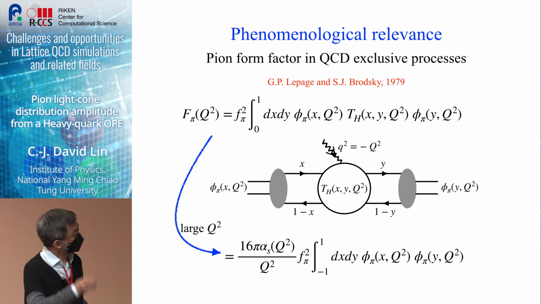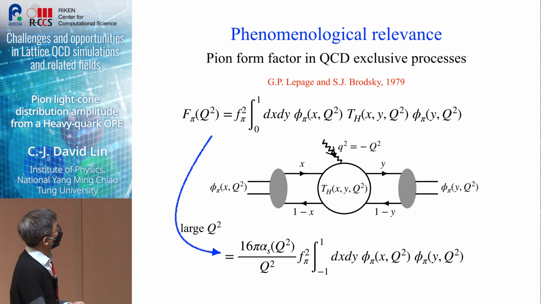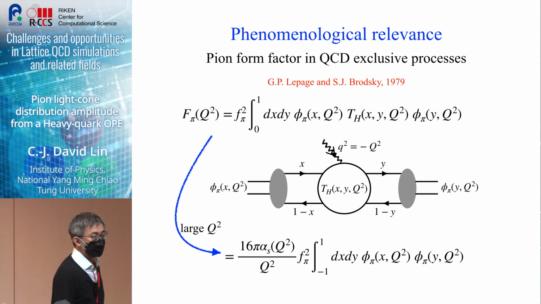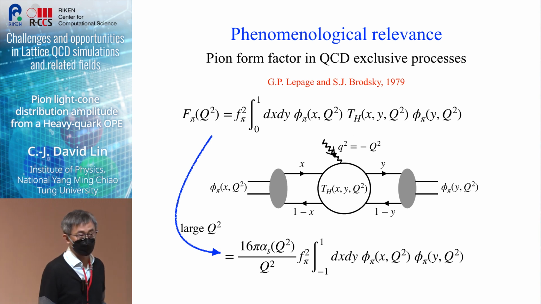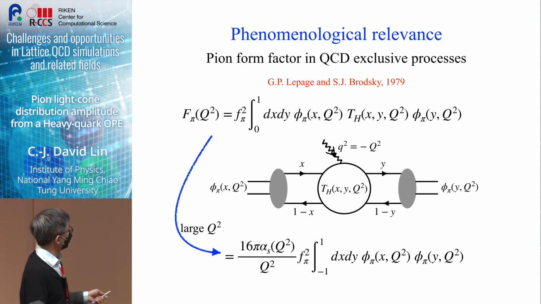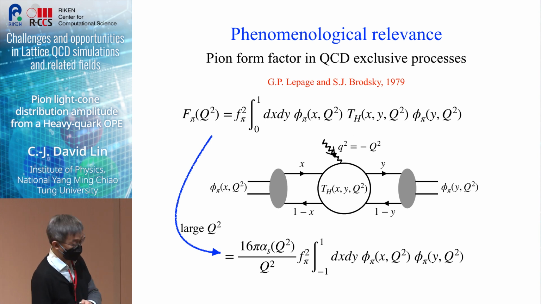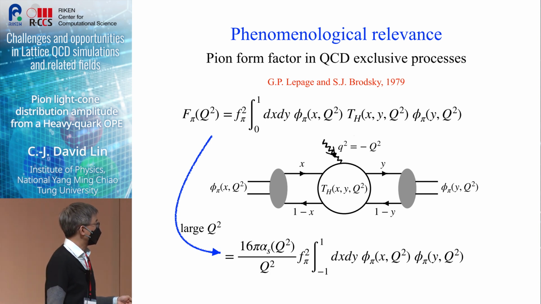Now, a bit of phenomenology. So why is the pion distribution amplitude interesting? Okay, say for example, if you look at the pion form factor, which is very important for us to understand exclusive QCD processes, you can factorize this pion form factor in this way, where this T_H is just a perturbative kernel that you can compute in perturbation theory, and is convoluted with two pion light-cone wave functions like this, as pictorially represented here. Okay, and at very large Q squared, this can take the asymptotic form as listed here. So you could input this pion light-cone distribution amplitude and see what happens.